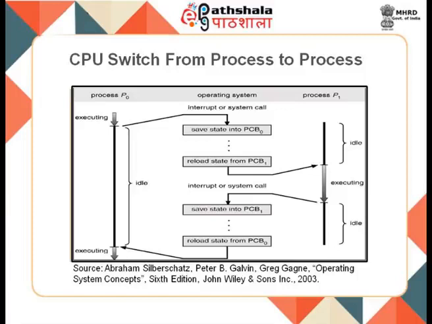this process is idle for some amount of time. What you do in the meantime? The CPU should not be idle. So, you reload the state of process P1 from PCB 1, and that process P1 is made to execute. And when this process P1 needs to break, or there is an interrupt or a system call, then the state of process P1 is saved in PCB 1, and you reload the state of process 0 from PCB 0, and process 0 will start executing.